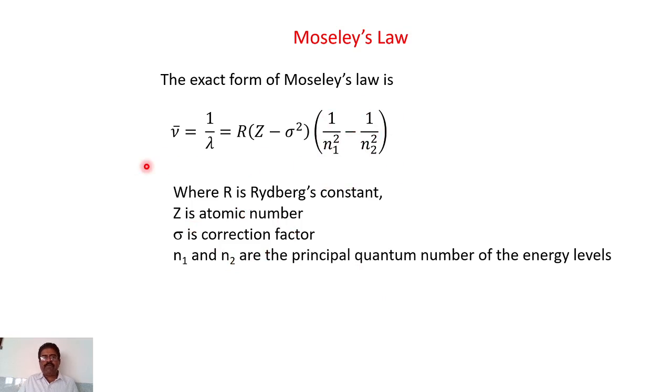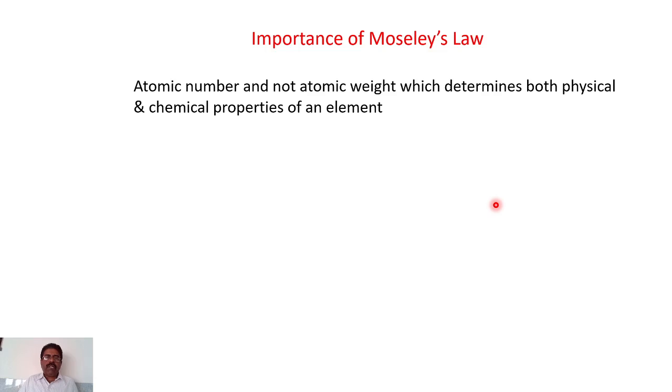So this is the exact mathematical form of Mosley's law. Nu bar, that is wave number, or it is equal to 1 upon lambda, that is equal to R in bracket Z minus sigma square in bracket 1 upon N1 square minus 1 upon N2 square. Now we shall discuss the importance of Mosley's law, how Mosley's law is important.